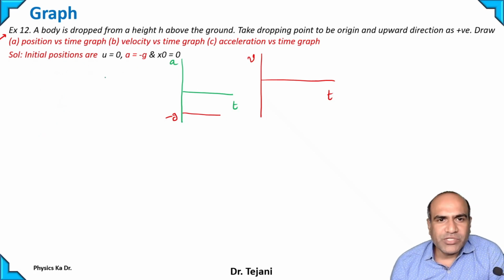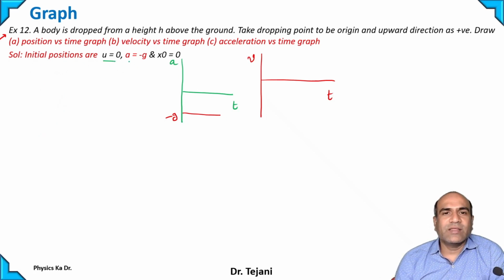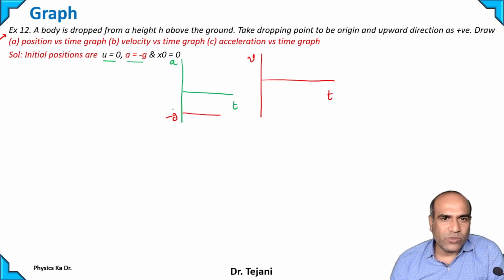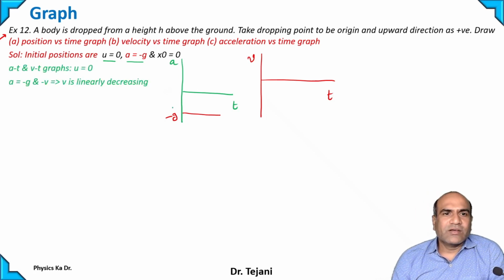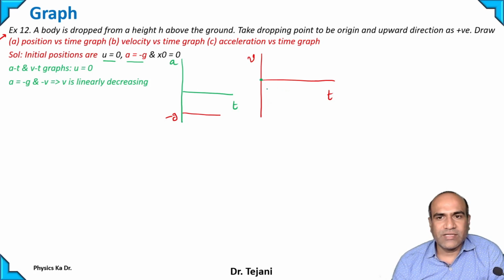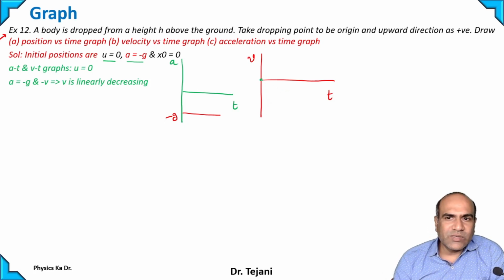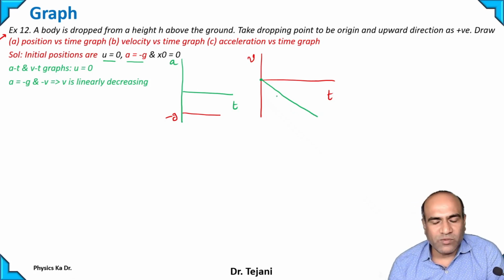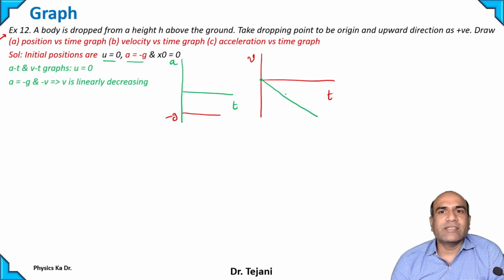So initial velocity u is equal to 0. Then a is negative, and x is equal to 0. So acceleration is negative and v is linearly decreasing. Velocity is starting from here, and it is linearly decreasing, so the line should be like that, linearly decreasing from the 0 point. The initial velocity was 0, and it is linearly decreasing.